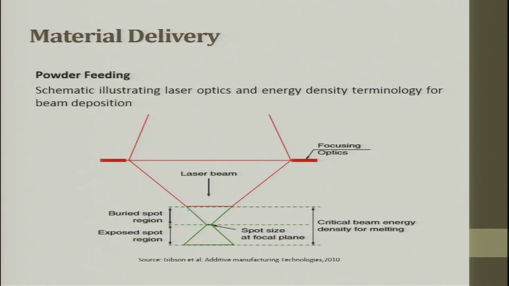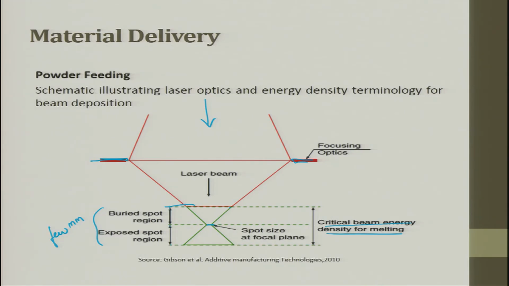So, this is what we were trying to talk about. So, here is focus optics. That laser beam comes from here. So, you put an optics, and the beam converges. This is the buried spot region, this is the exposed spot region, this is the spot. From here to here, this is a critical beam energy density for melting, and as I told you, this will be a few millimeters.